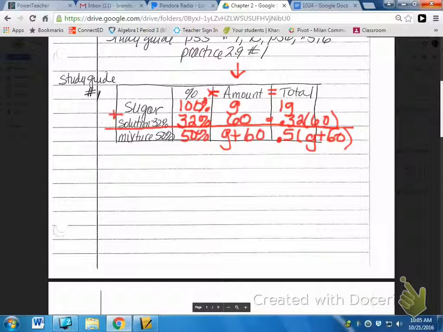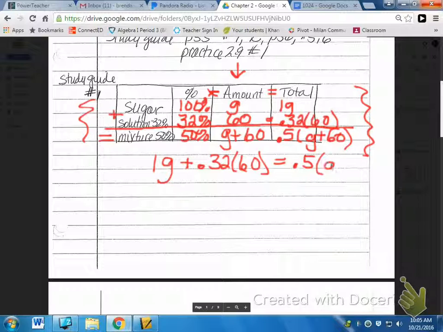Once you fill every slot in, you should be ready to write your equation. Now, you know what I said right over here, how you take the top one plus the middle one, and it equals the bottom? That's exactly what you do over here. So I'm going to take 1G, which we know is really just G, plus 0.32 times 60, and that's going to equal 0.5 times the quantity G plus 60. And at this point, you're ready to solve the problem.